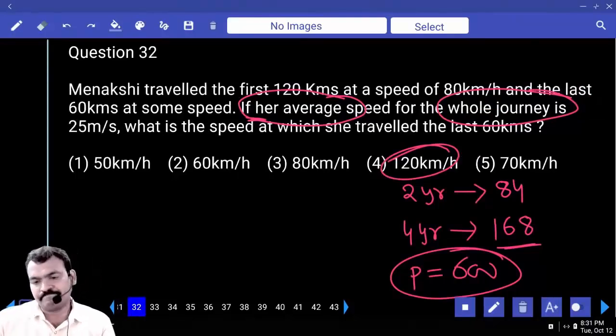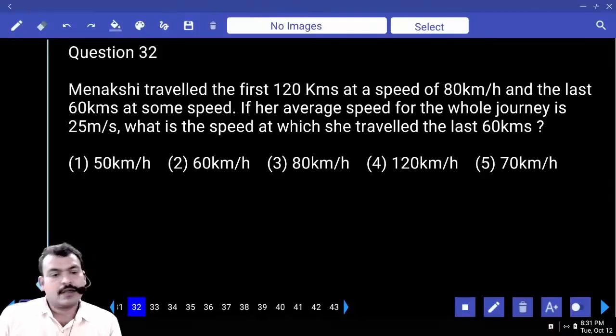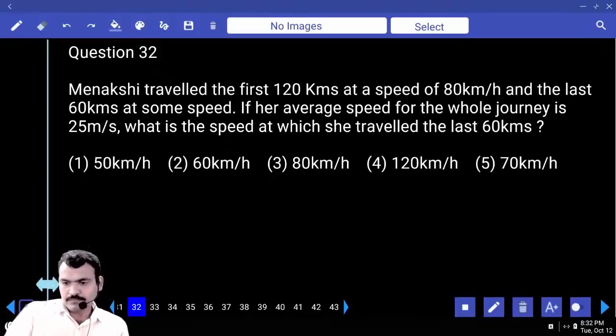Next 32. Meenakshi travelled the first 120 kilometers at a speed of how much? 80 km per hour. And the last 60 kilometers at some speed or different speed? Some speed. If our average speed for the whole journey is given 25 meter per second. What is the question? What is the speed at which she travelled the last 60 or first 60? Last 60 or not? Okay.